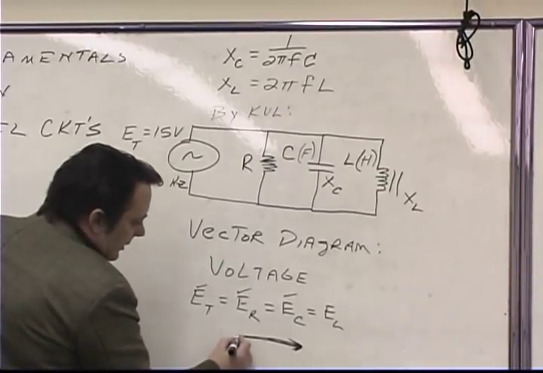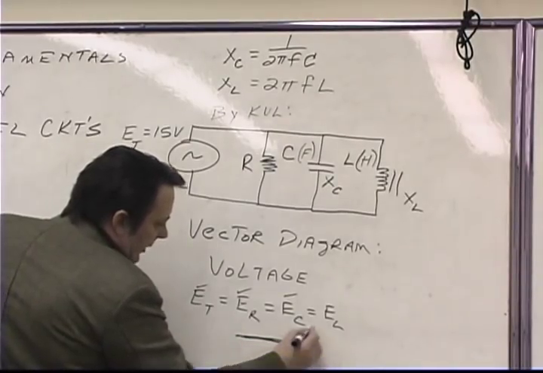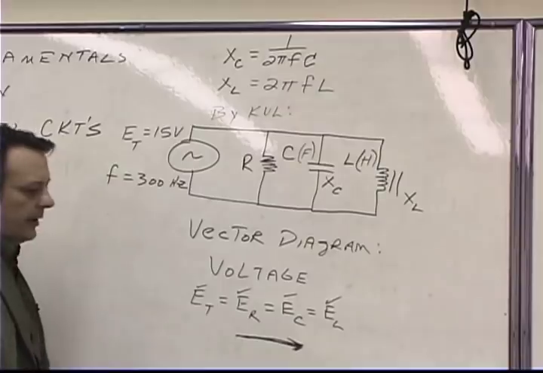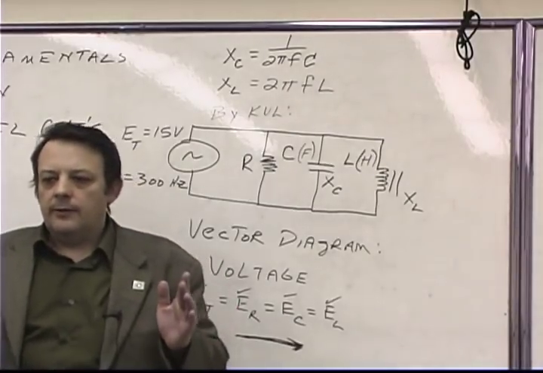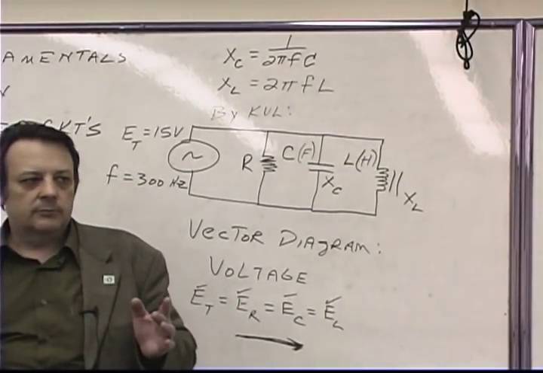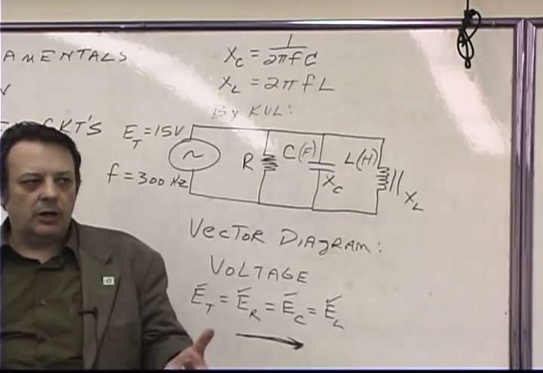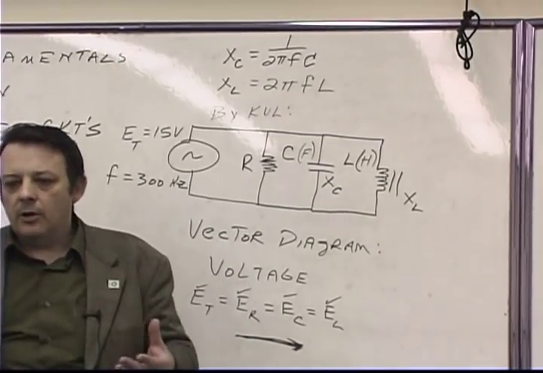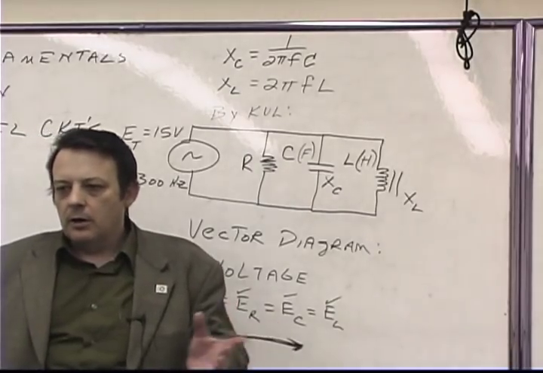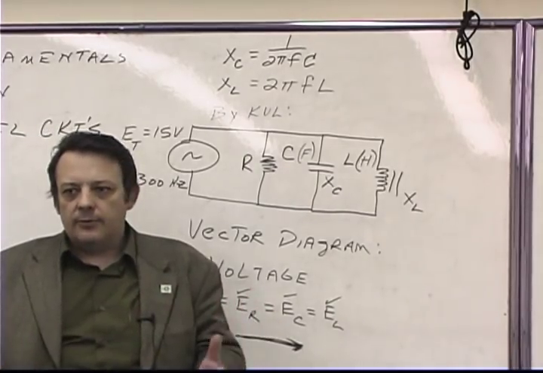And then finally, here's the arrow that represents this guy. So in other words, they all have the same magnitude and they all have the same direction. Okay? And so by inspection, we can look at that circuit and we can immediately know that the voltage is the same everywhere in terms of magnitude and phase.